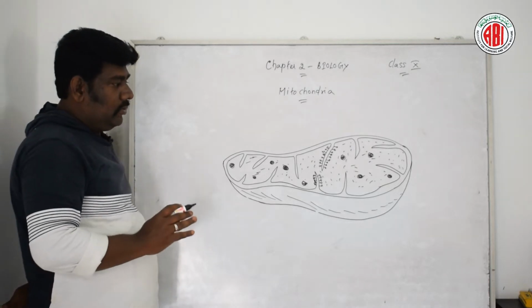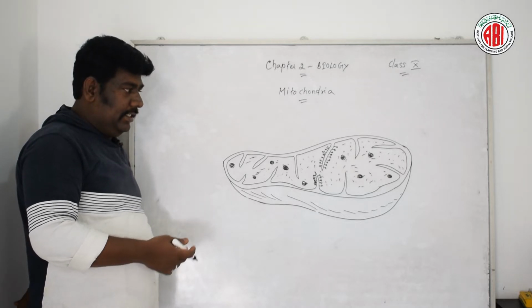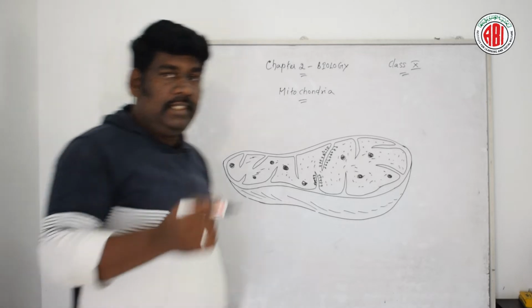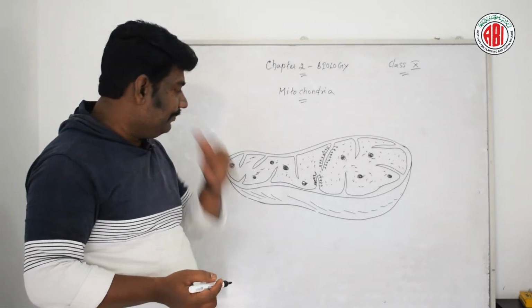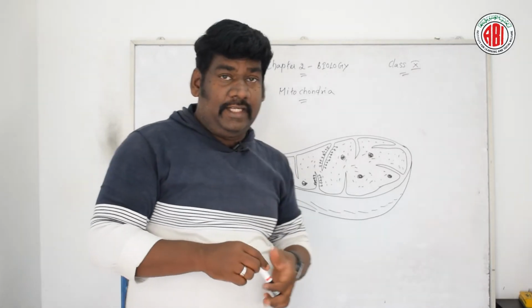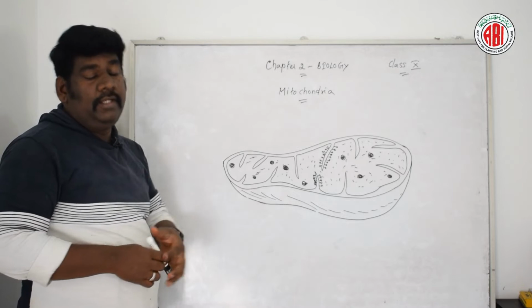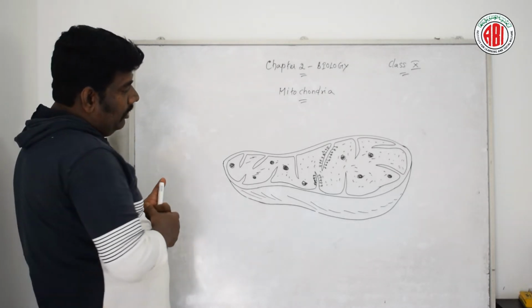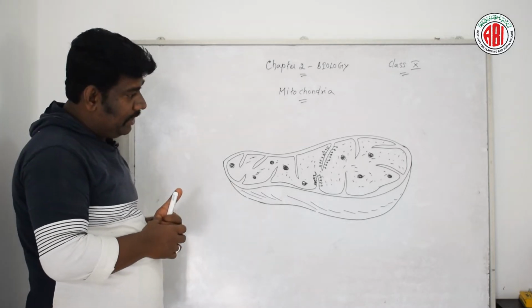Now we are going to mention the labeling, and as I already said, instead of drawing the diagram, the most important thing is to learn the labeling. Labeling of the diagram is the most important thing, and you will get the marks from the labeling as well. So now we are going to label this mitochondria diagram.